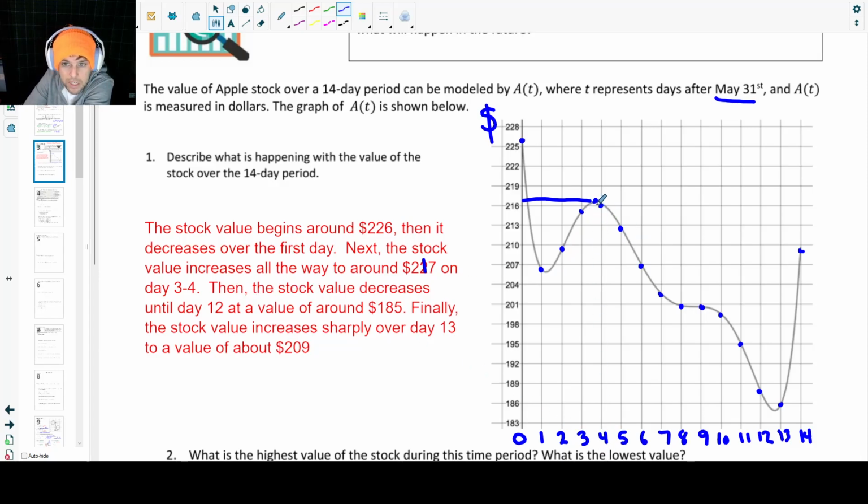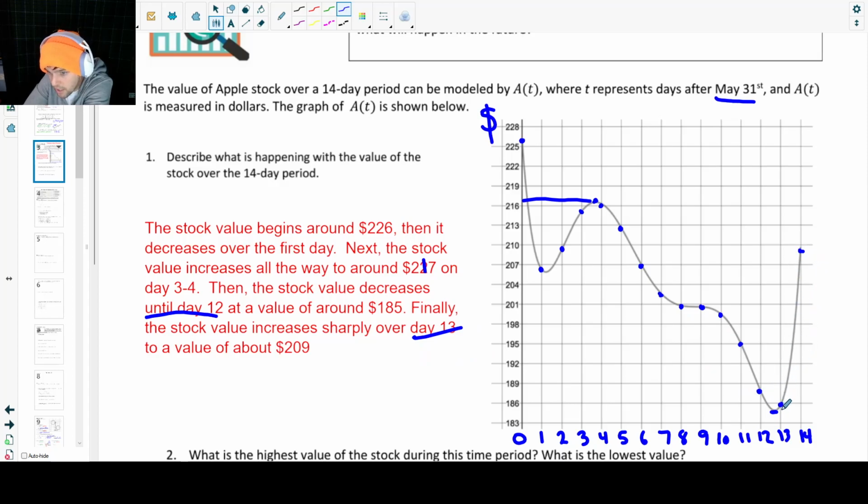Then the stock value decreases. Okay, it's decreasing, decreasing all the way until day 12. Somewhere between day 12 and 13 here, right? It's happening to a value of around 185. Yeah, so that's below 186, seems reasonable. And then finally, the stock value increases sharply over day 13, maybe even day 14.